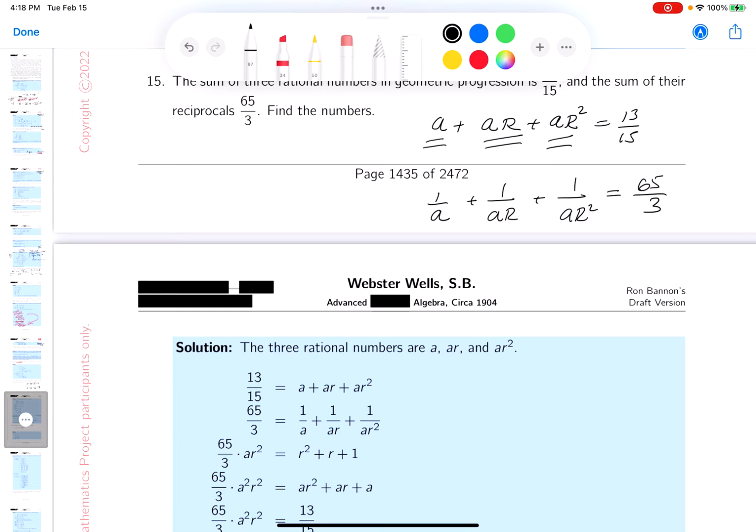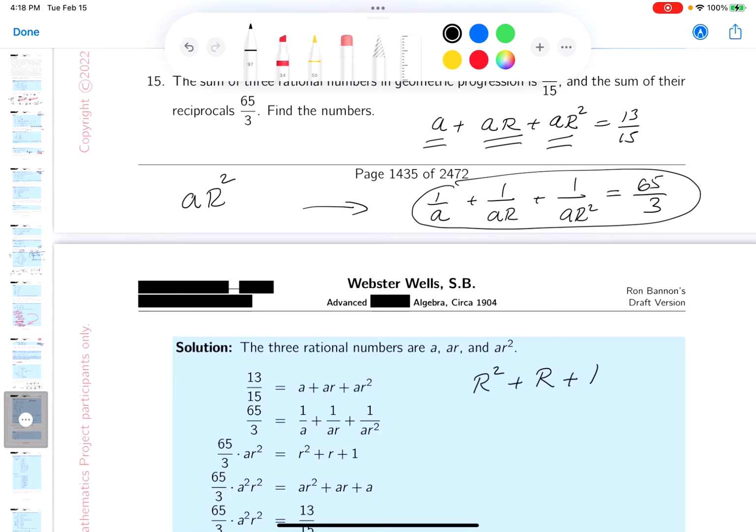I want to get rid of the fraction here. The numbers aren't bothering me. It's those letters in the bottom that bother me. So what would the LCD be? I'd multiply both sides of this by AR squared. All right, what would you get? Well, if you did that, you would get R squared plus R plus 1 equals 65 thirds times AR squared.